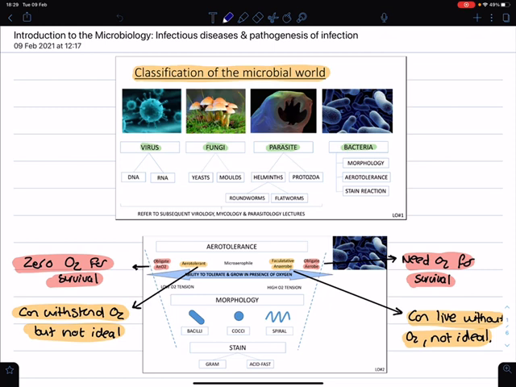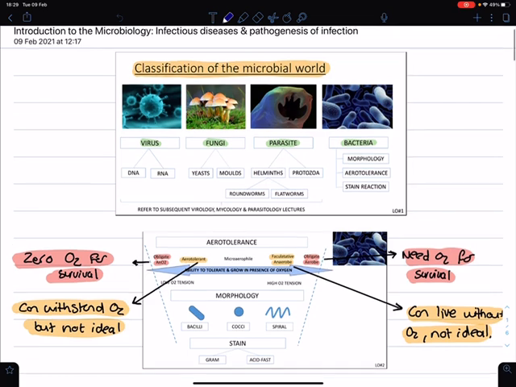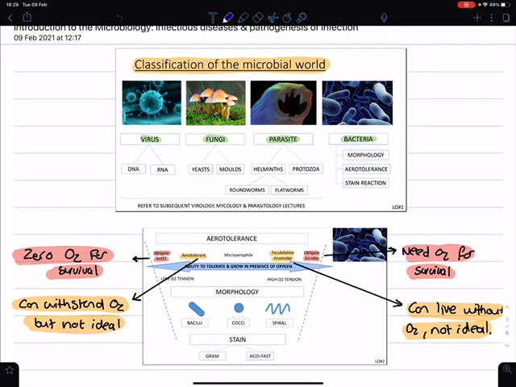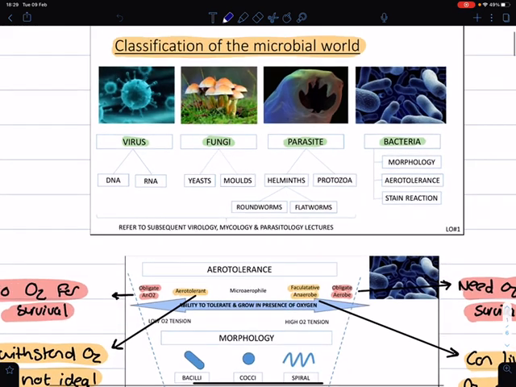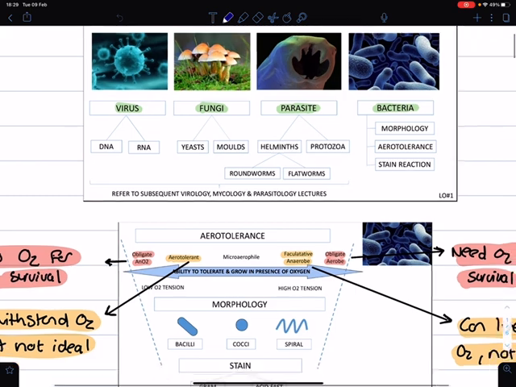Today is going to be the introduction to microbiology and infectious diseases and the pathogenesis of an infection. So the classification of the microbial world: there are four main types of microbes. It's viruses, fungi, parasites and bacteria. Viruses are made of DNA or RNA. Fungi can be yeasts or molds, and parasites can be ecto or endo, and then also different types of bacteria.